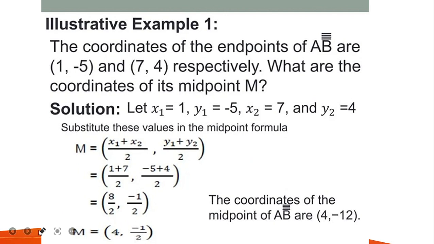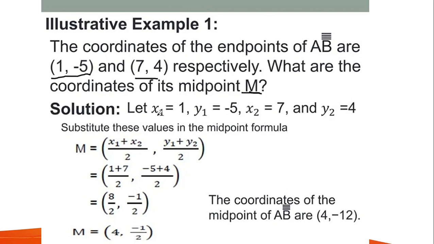So for example, the coordinates of the endpoints of AB are (1, -7) and (7, 4), respectively. So we have the coordinates of A as 1 and negative 7, and B as 7 and 4. Now we are looking for the coordinates of the midpoint M. So how do we find the coordinates of the midpoint M?